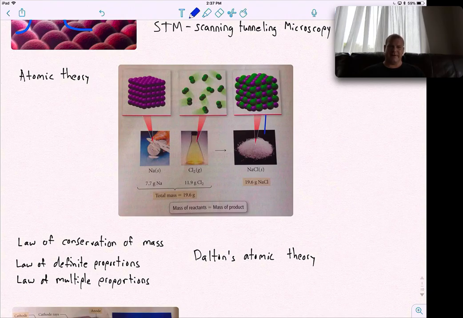I said he was wrong in the last lecture. He's wrong because not all atoms are the same. I guess I should also talk about atom. Where did he come up with the idea?